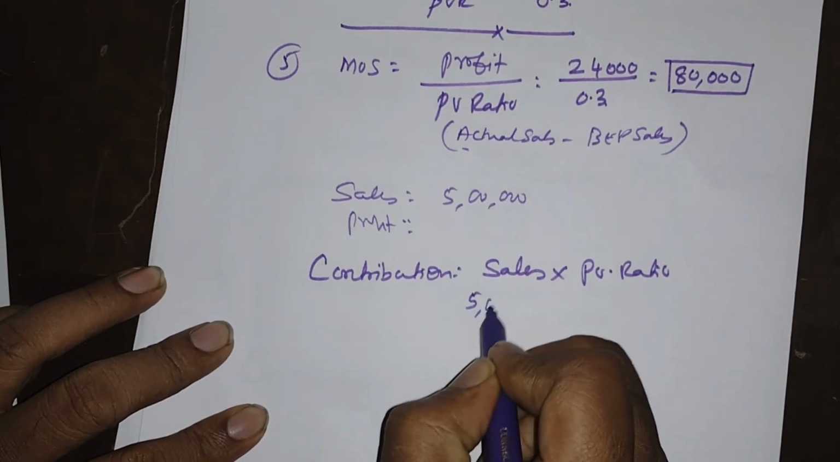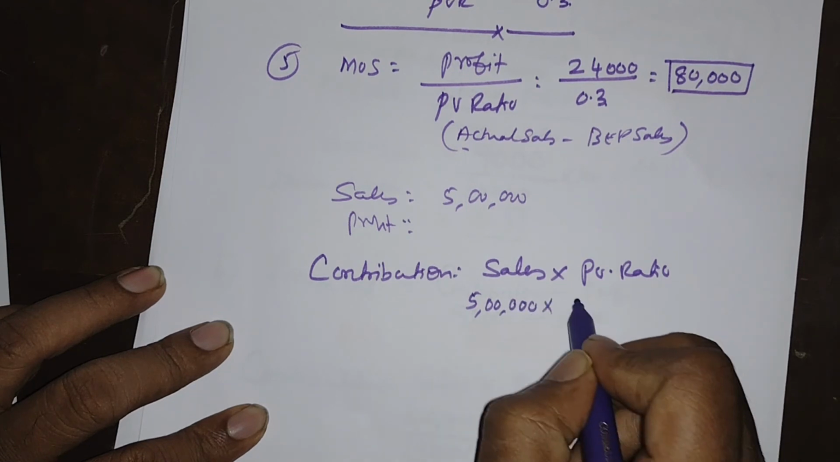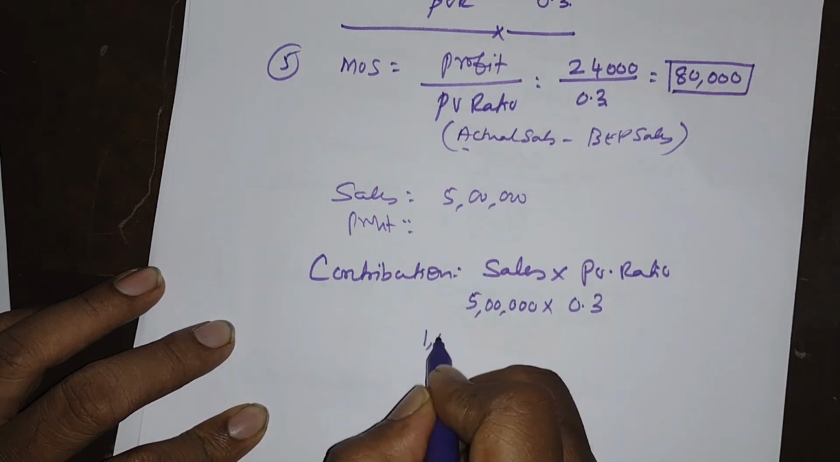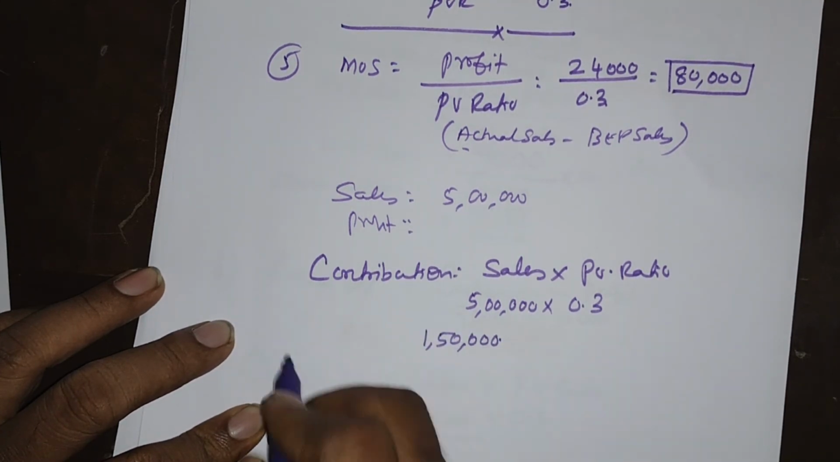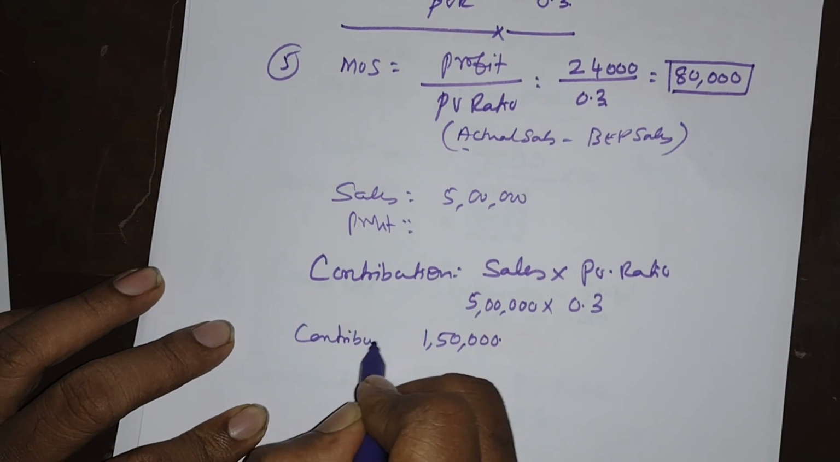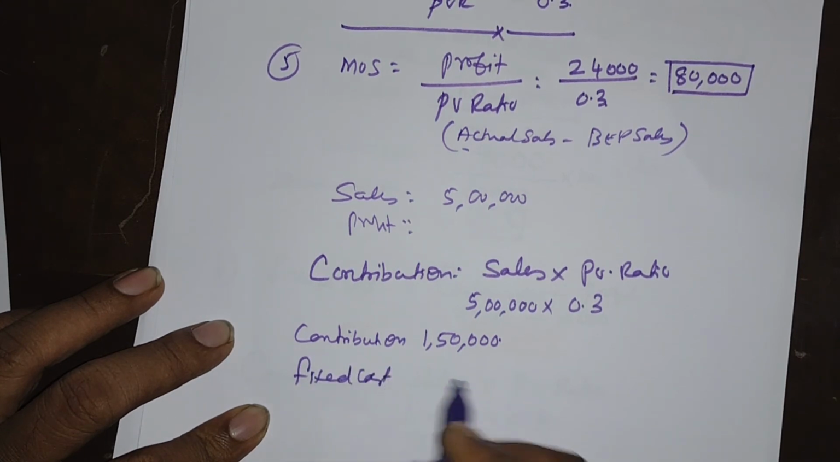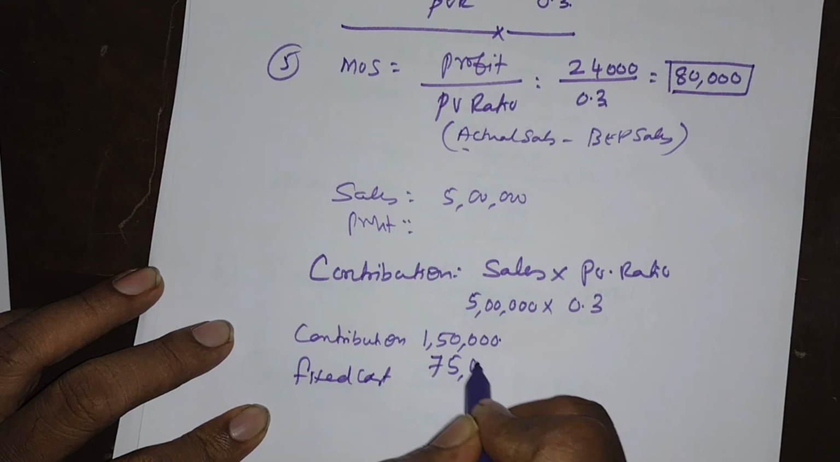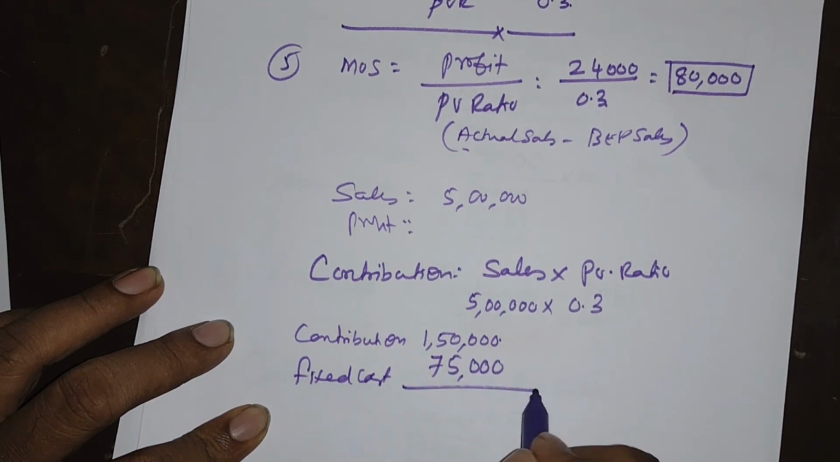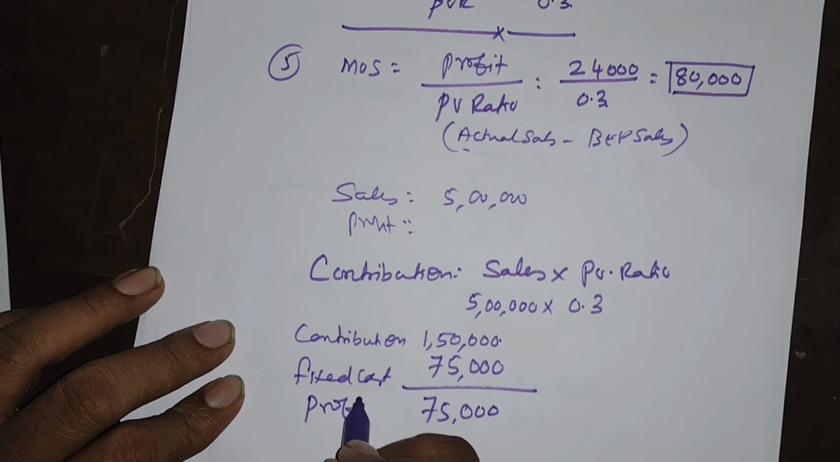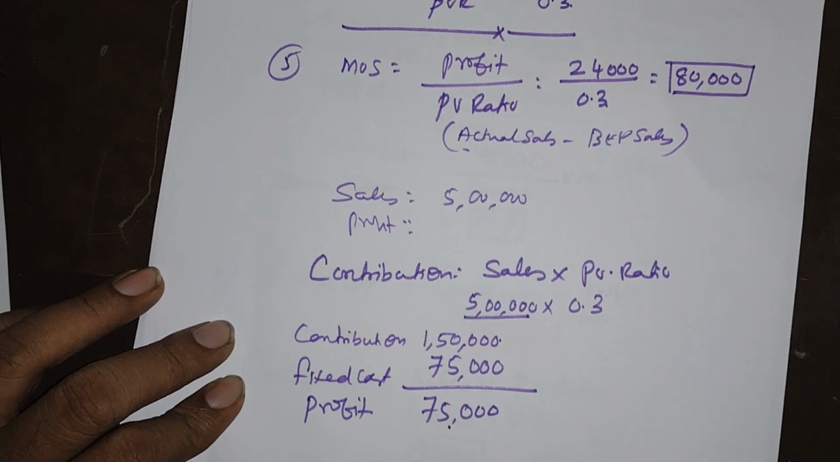It is 5 lakhs into 0.3. 3 fives are 15, so 1,50,000 is the contribution. With this contribution minus fixed cost, which is 75,000: 1,50,000 minus 75,000, the remaining 75,000 is our profit. So when the sales is 5 lakh rupees, profit is going to be 75,000.